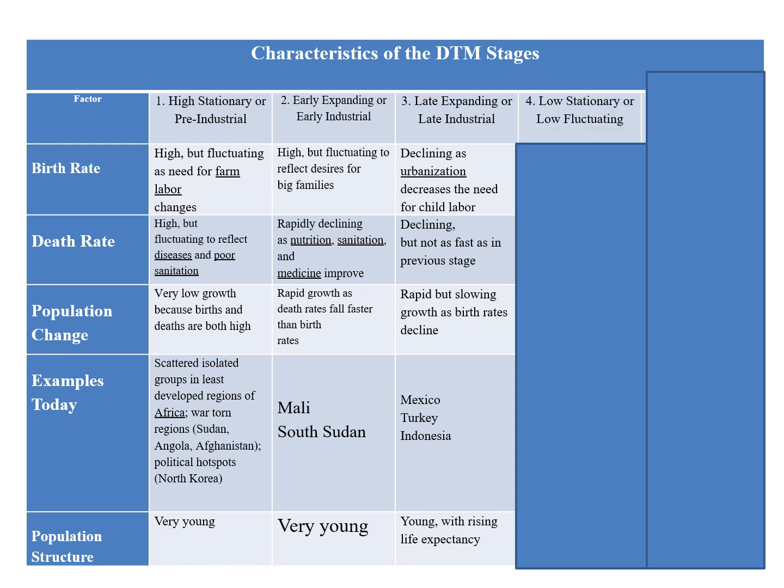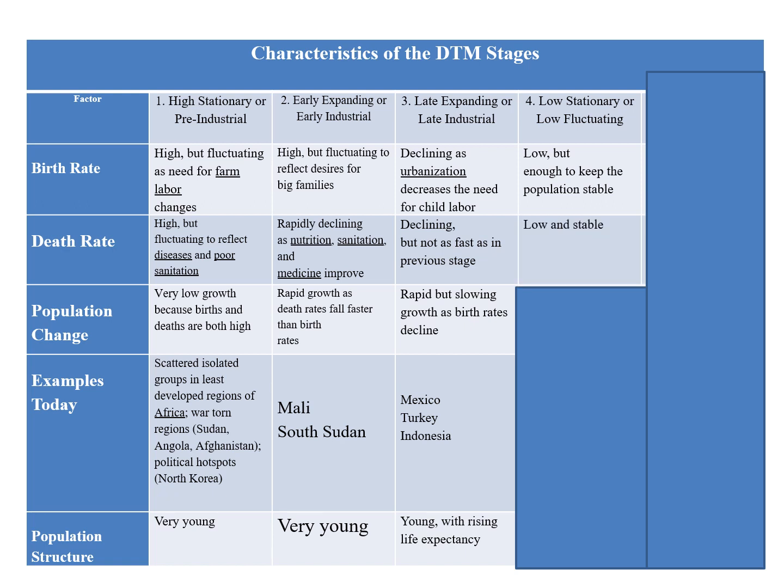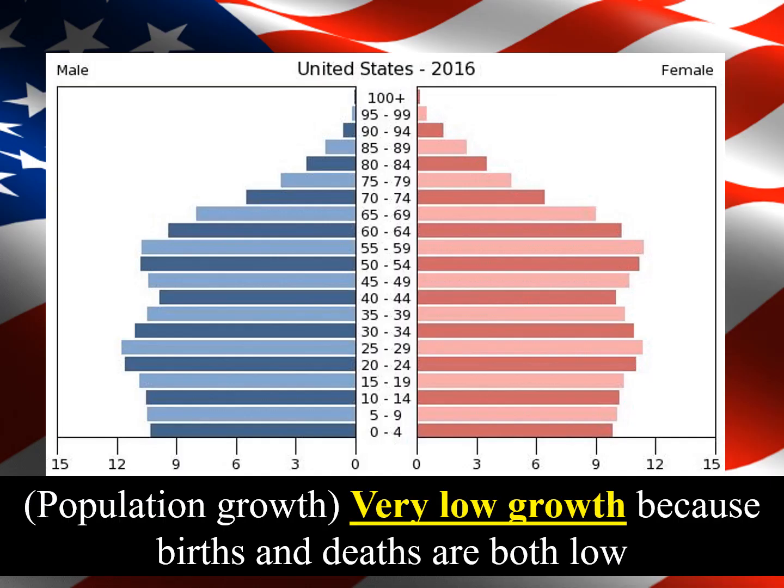Stage 4 of the demographic transition, we're going to see low birth rates, but enough to keep a population stable, meaning the average woman is having 2 children. See a low and stable death rate, which means, again, the average woman has 2 children and those 2 children survive, meaning that there's going to be very little population change. The United States is a good example of a stage 4 country. Very low growth because births and deaths are both low. So countries that look kind of more rectangular throughout are going to be a stage 4 pyramid.